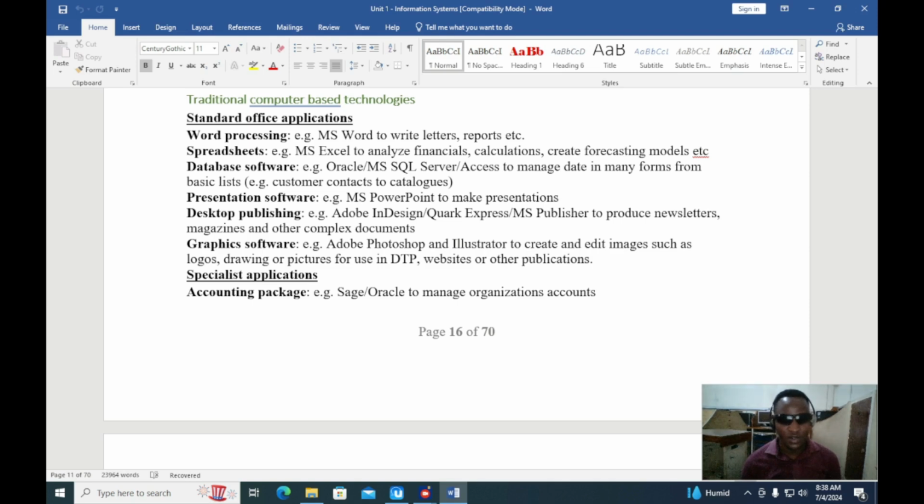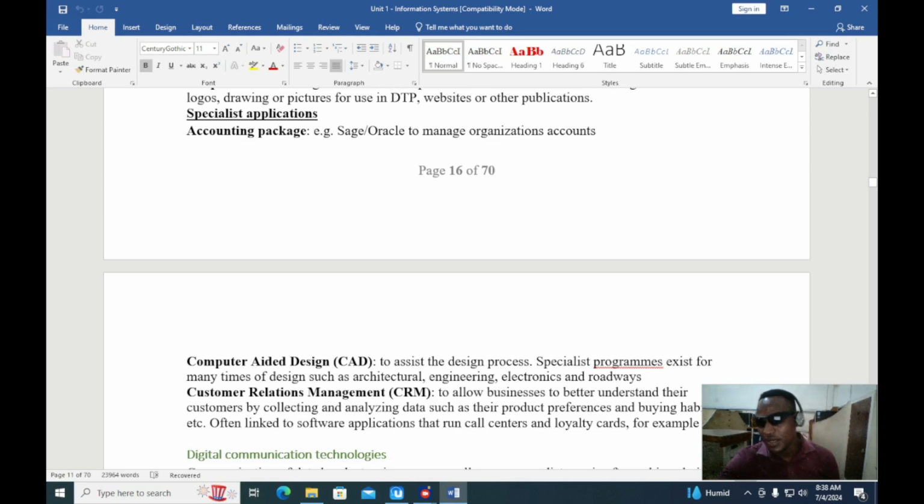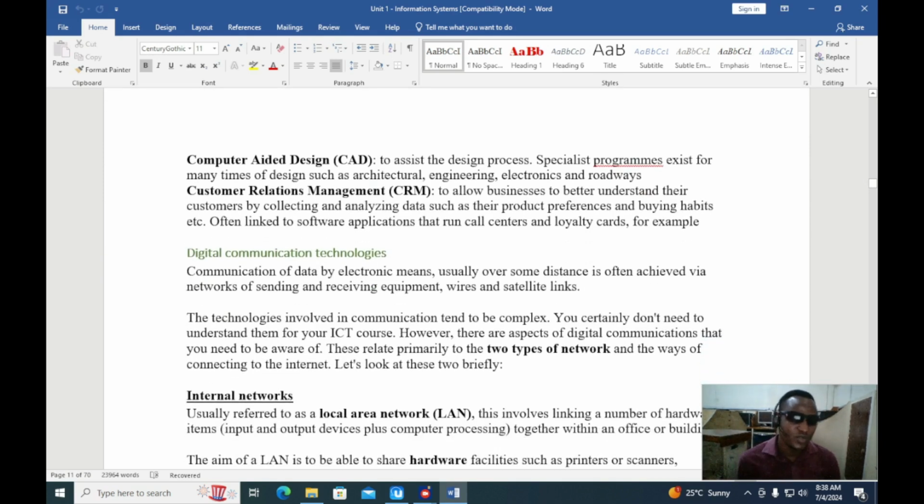So apart from the standard office applications, we also have specialist applications. When we talk about specialist applications, we are talking about accounting packages. For example, we have Sage and also Oracle that is used to manage organizations' accounts. We also have CAD, which is computer aided design, that normally assists in the designing process. So we use these specialist programs many times to make sure that we are designing things like architectural buildings. We use them in engineering, in electronics, and even in designing roadways.